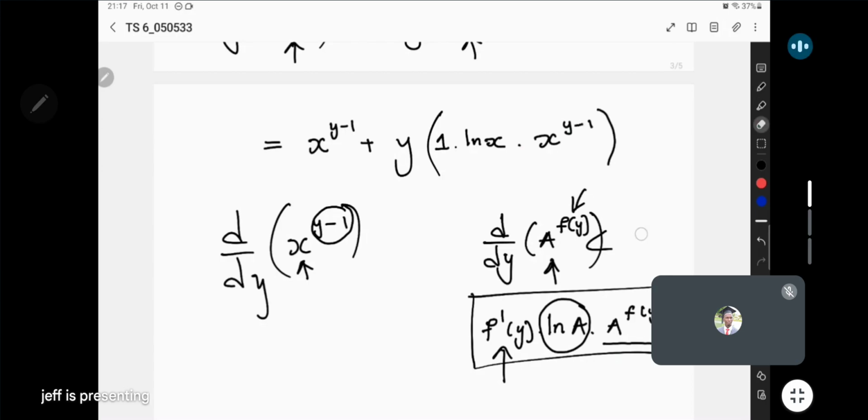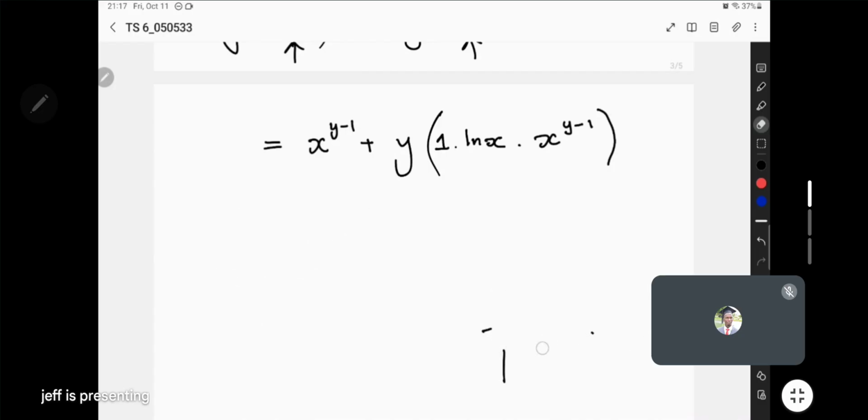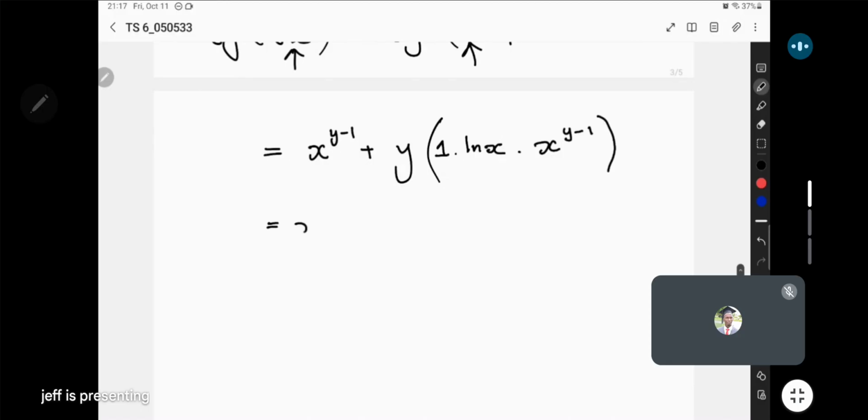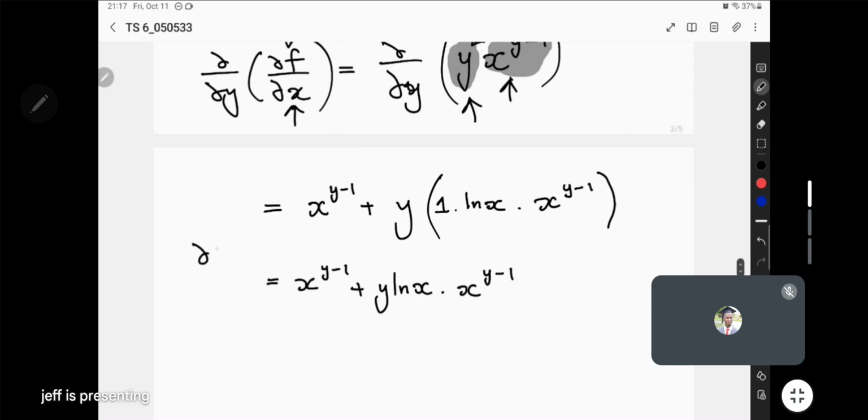So from here, now we can simplify that expression. This reduces to x to the power y minus 1 plus, I can distribute the y, so this is now just y ln x, and then x to the power y minus 1. So this becomes the second partial derivative.